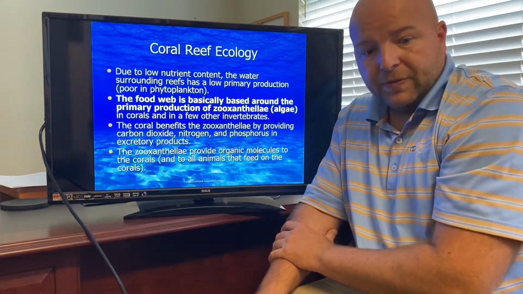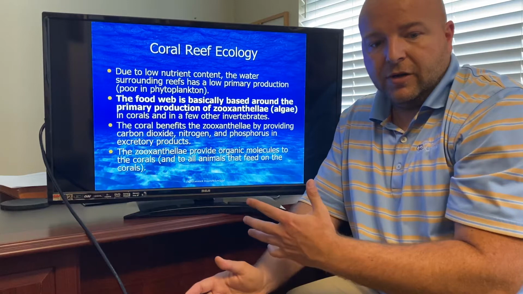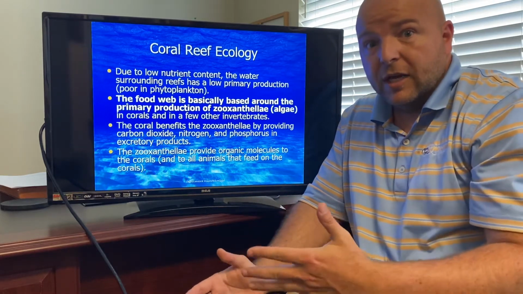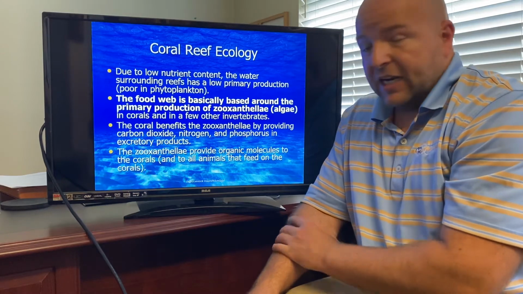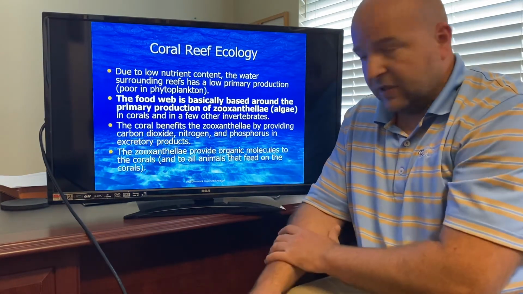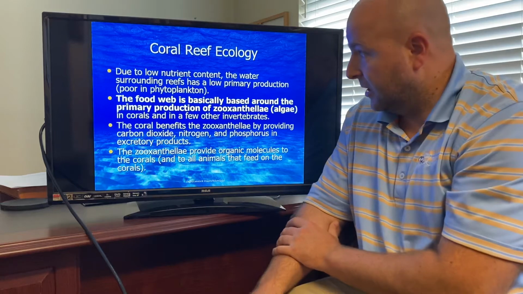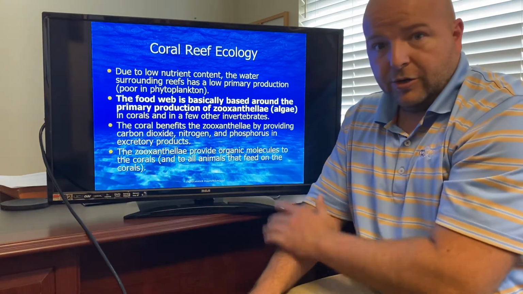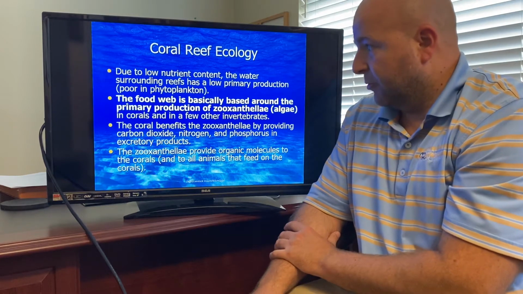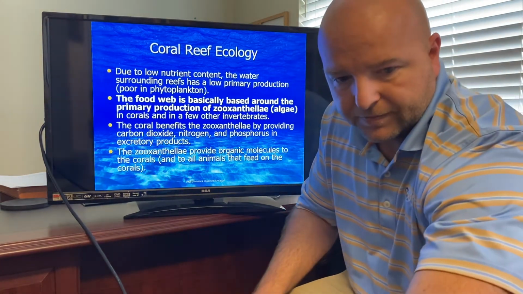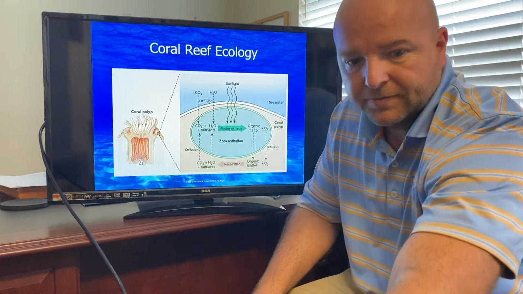The food web is basically based around zooxanthellae. There has to be a primary producer at the bottom of any food web. You've got to have something that's performing photosynthesis, or in rare cases, chemosynthesis. And so here in our coral reef system is primarily going to be our zooxanthellae that form the base of that food chain, our food web.